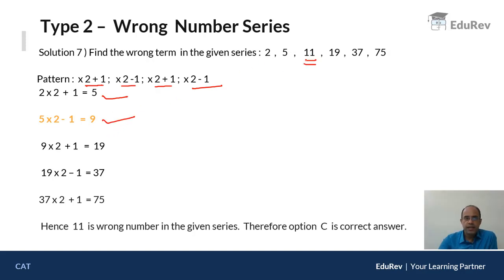Because if this number would have been 9, then what would the next term be? 9 twos are 18 plus 1, 19, which is given. Again 9 into 2 minus 1 is 37, which is given here. And 37 into 2 plus 1 is 75. So the pattern was one number is into 2 plus 1, but the next number is into 2 minus 1. Hence, 11 was the wrong number. Hence, option C is the correct answer. Instead of 11, it should have been 9.